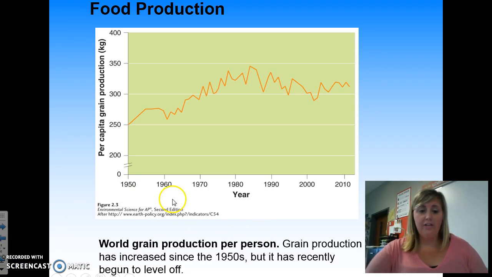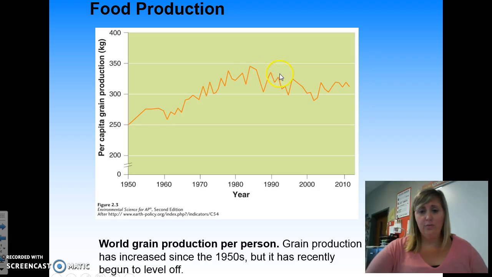If you look at this graph, it's showing world grain production per person. Per capita means per person. And so pretty steadily since 1950, we've seen an increase in grain production. And that could be from the development of new fertilizers, new irrigation techniques, different crop varieties, and other innovations.